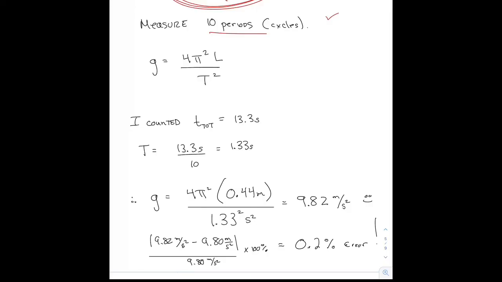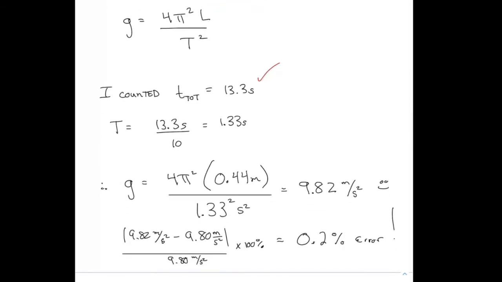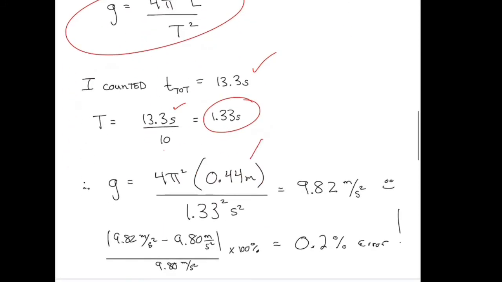So when I count 10 cycles, I got about 13.3 seconds. The period, capital T, is that total time divided by 10. So that gives me the period. I'm using this expression. I know the length of the string is about 44 centimeters. I use my stopwatch to get the period, and I get 9.82. With two sig figs, I get 9.8. So if I compare the 9.82 to the 9.8 or 9.80 in the book, I get less than 0.2, about 0.2%. And then you get to put a smiley face on that.